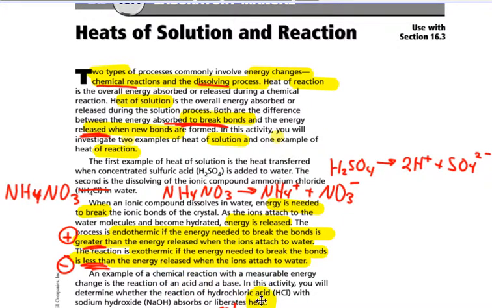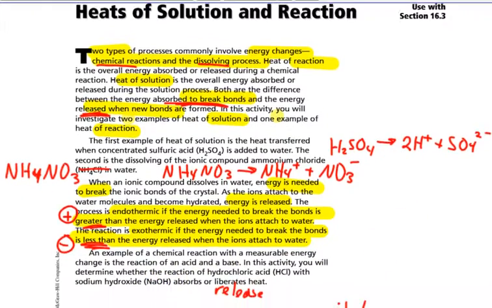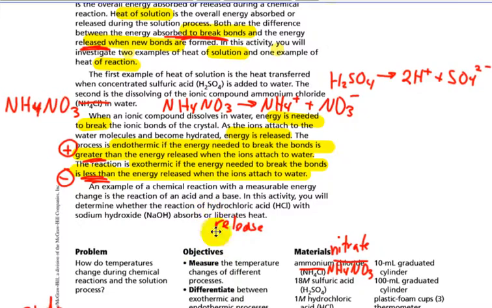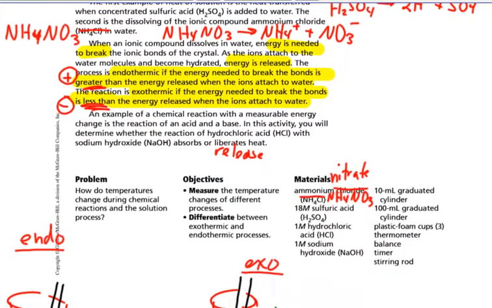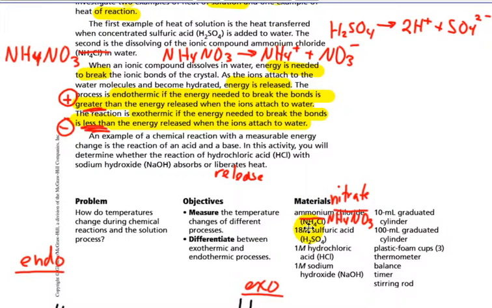An example of a chemical reaction with a measurable energy change is the reaction of an acid and a base. In this activity, you will determine whether the reaction of hydrochloric acid with sodium hydroxide absorbs or releases or liberates heat. Liberate means to set free, so release. So the only material change we're going to make is instead of ammonium chloride, we're going to use ammonium nitrate, NH4NO3.